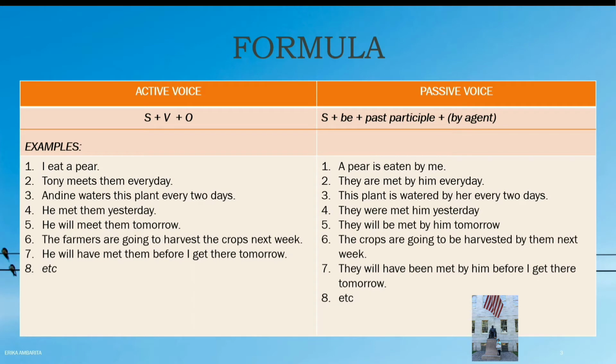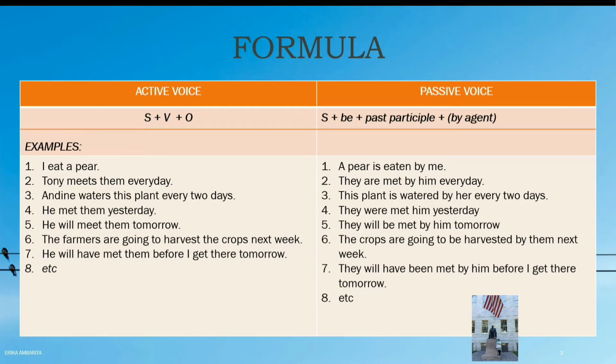Now the formula. Active voice: subject plus verb plus object. Passive voice: subject plus be plus past participle plus by agent. Examples. Number 1. I eat a pear. A pear is eaten by me.